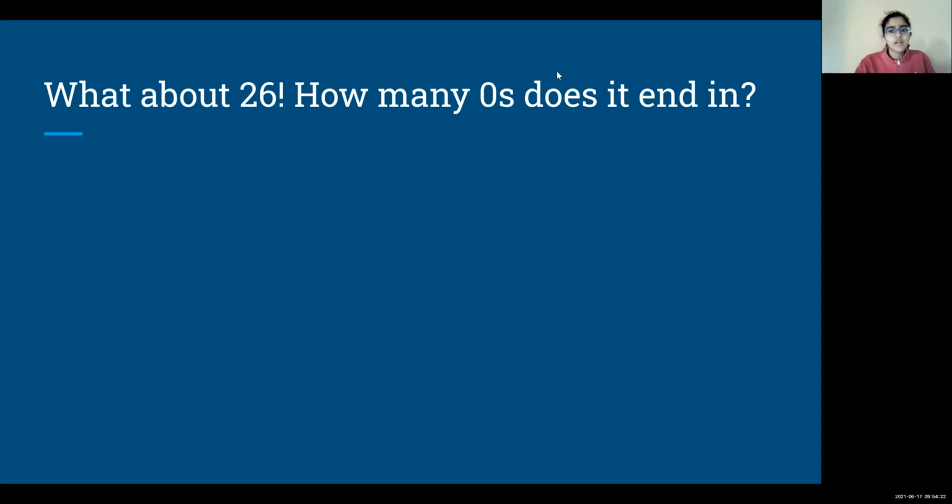So what about 26 factorial? How many zeros does it end in? In the chat, you can just type your answer. And instead of finding the whole prime factorization, just count the number of 5s. Forget about 1, 2, 3, 4, forget about 6, just count the number of 5s, so you only need to worry about 5, 10, 15, and so on. I'm not seeing any answers. You just need to say how many zeros it ends in, not what it multiplies out to.